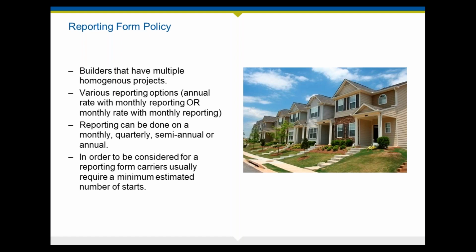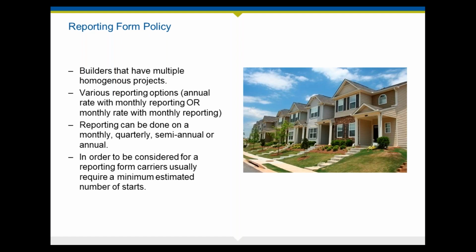So usually the criteria for a builder to fit a reporting form, the first criteria is they have to have homogeneous exposure units, which means they're building single family homes within a certain value range in a certain territory. It has to be the same thing over and over again. If there's wide fluctuations in where they're building or what they're building, it doesn't really fit the reporting form. And we'll get into that in a little while.